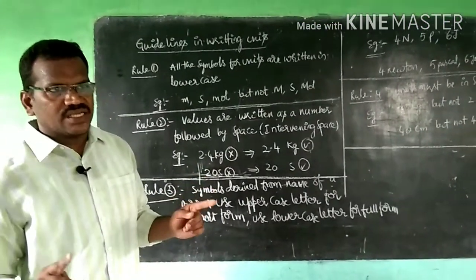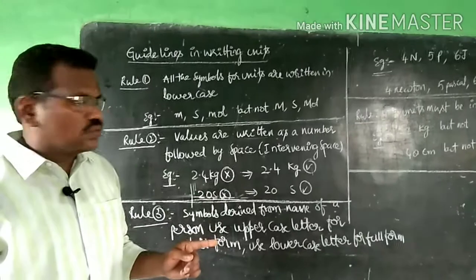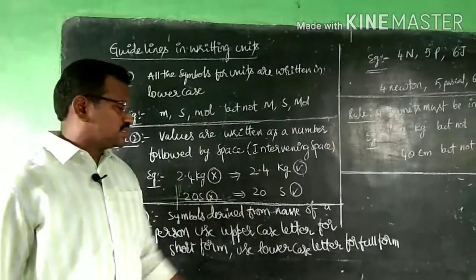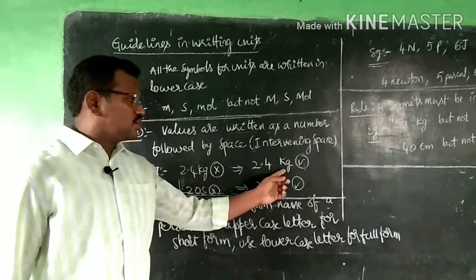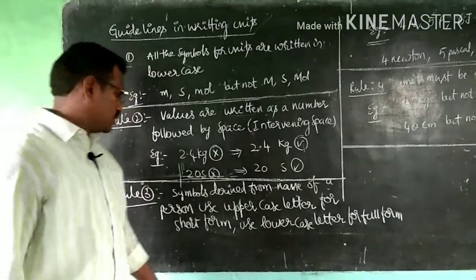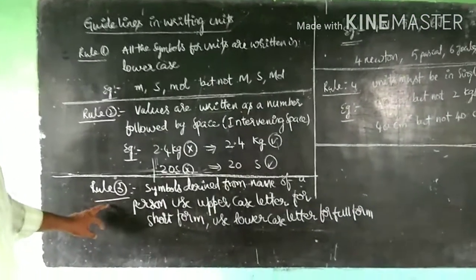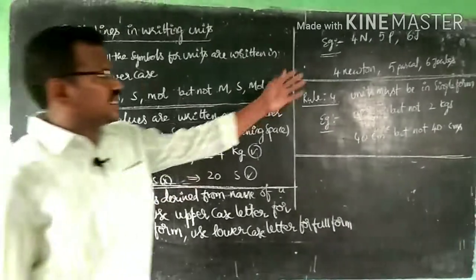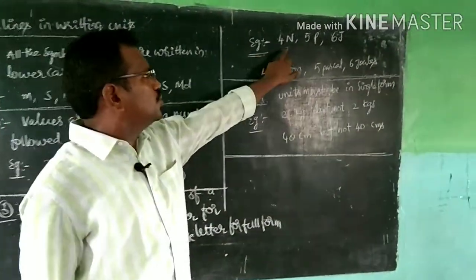In the case of degrees, we should not give intervening space. Between a numerical value and the unit, we compulsorily should give the space. Then comes rule 3. See, here are different examples if you observe.